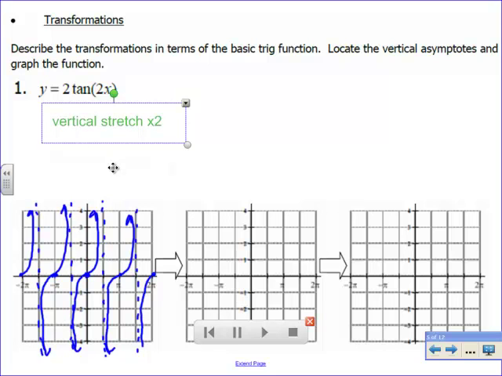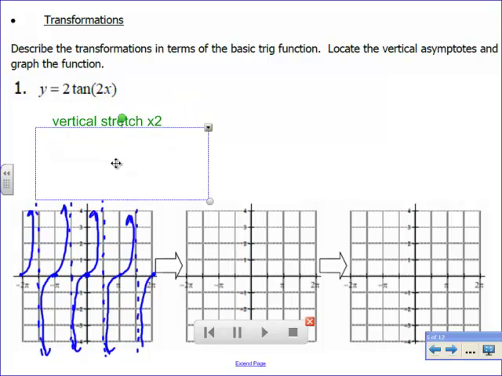The 2 inside is going to cause a horizontal shrink times a half, because we take the reciprocal of b to come up with our stretch or shrink factor. So we're going to start off with our first transformation by vertically stretching it times 2.